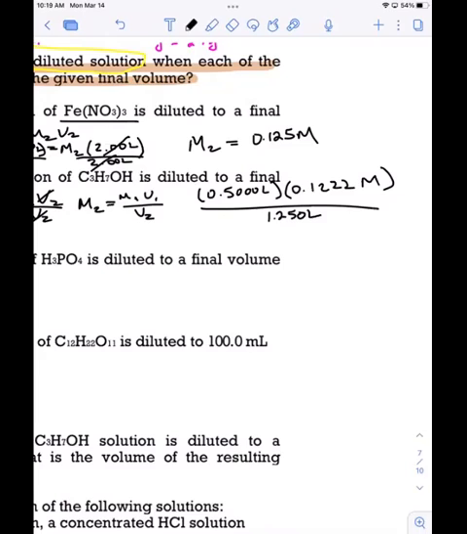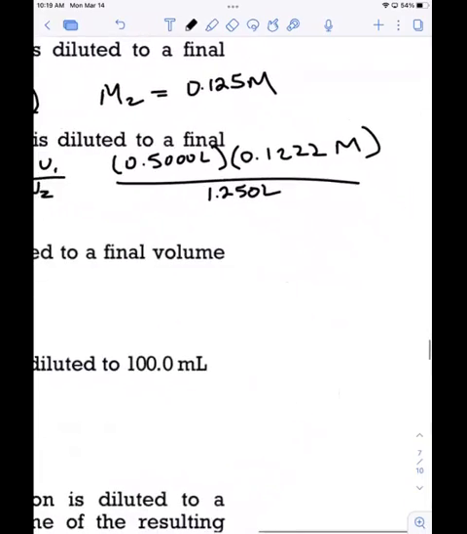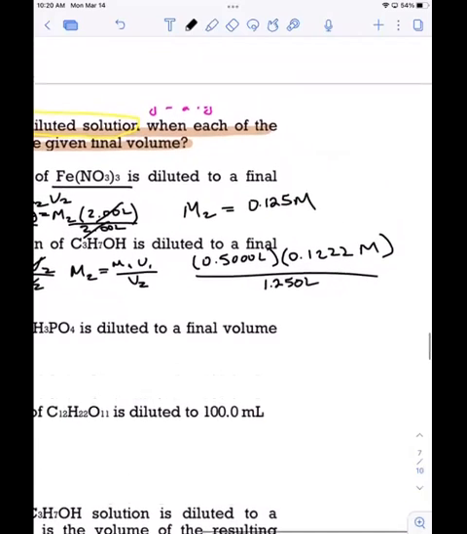So this is a very important concept. It may seem kind of mundane because we just manipulate numbers, but this is something that's used every single day in every single chemistry lab in the world. There's some dilution going on. So it's a very important concept to understand. Can somebody give me these numbers right here? 0.5 times 0.1222 divided by 1.25. Anybody got that solved yet while I was running my mouth?